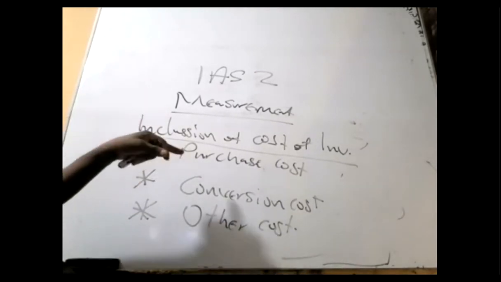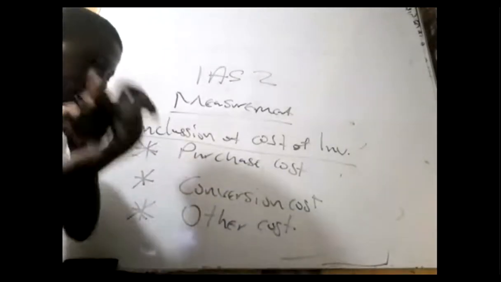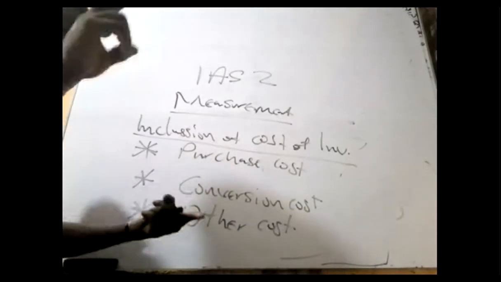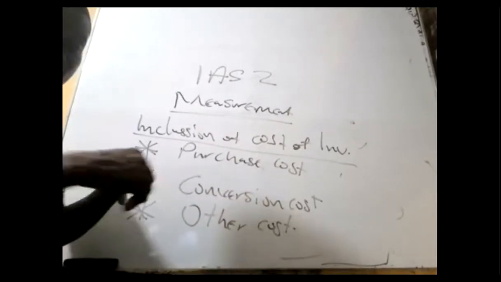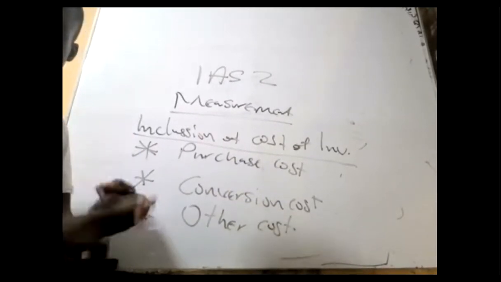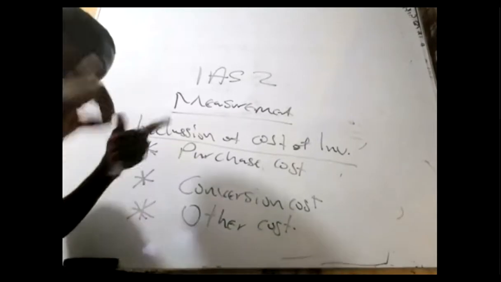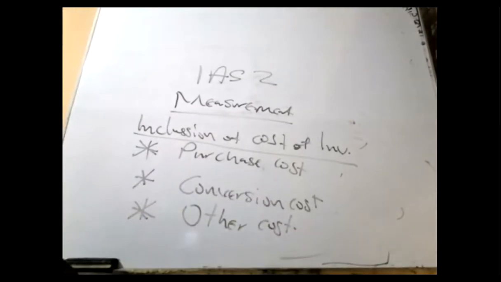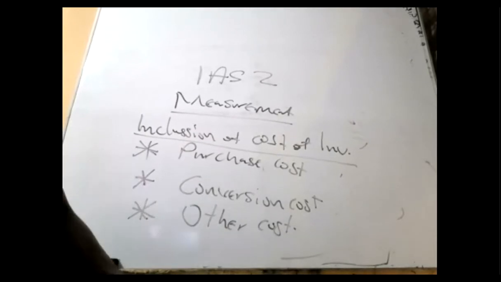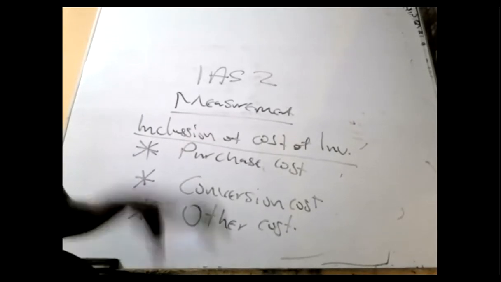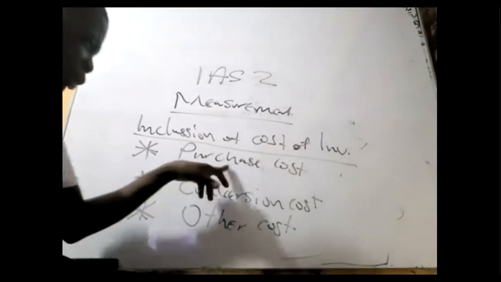So let me repeat again. Purchase costs include number 1, the purchase price. Number 2, transportation, handling, carriage, delivery. All these are the same thing. Transportation, handling, carriage, delivery, they are the same thing. So they are 1. Number 3, import duties. Sometimes you import these goods and you pay duties on them. Kindly add it. It includes import duties.